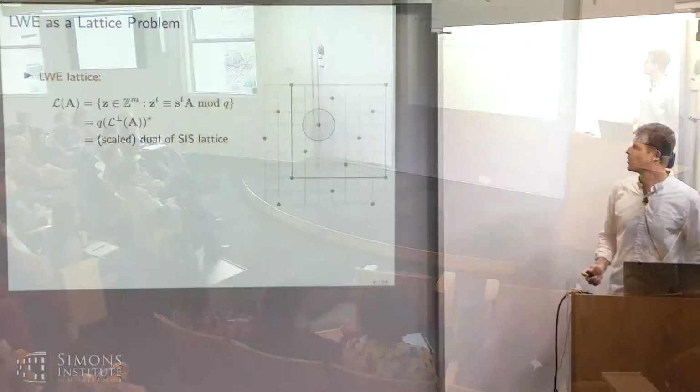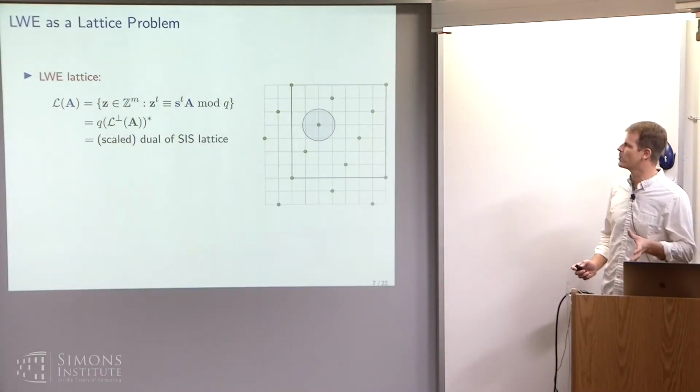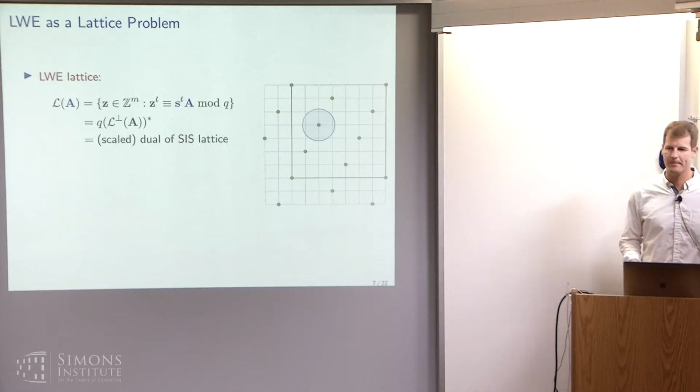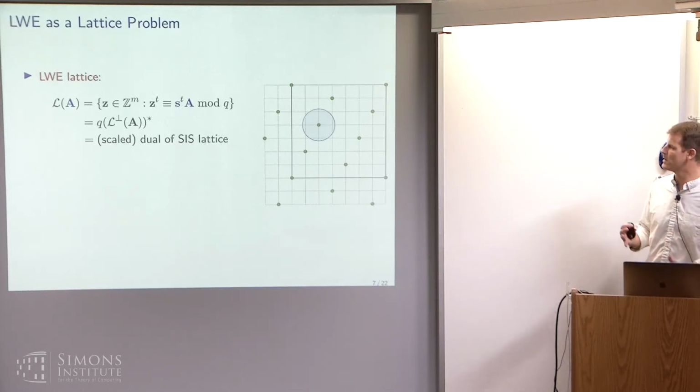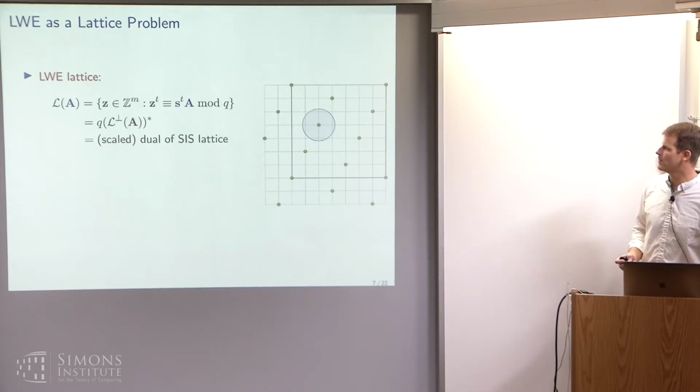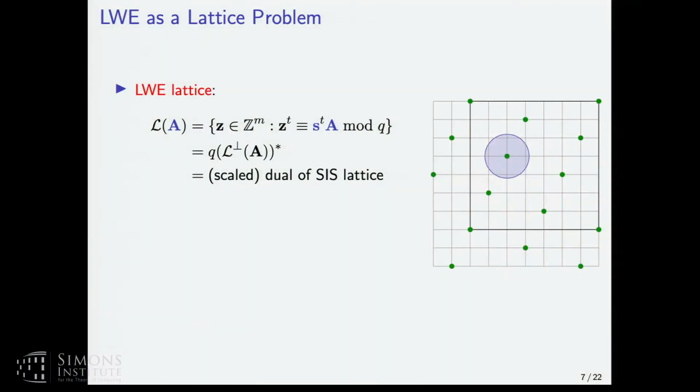Okay. So just like for SIS, we can look at LWE as a lattice problem. And it's kind of instructive to see it in this way, I feel. If you don't, then indulge me. But I think it's useful to see it this way. So just like we had the SIS lattice, defined by L perp of A, there's also an LWE lattice. And we can define it as follows. I can call it L of A.